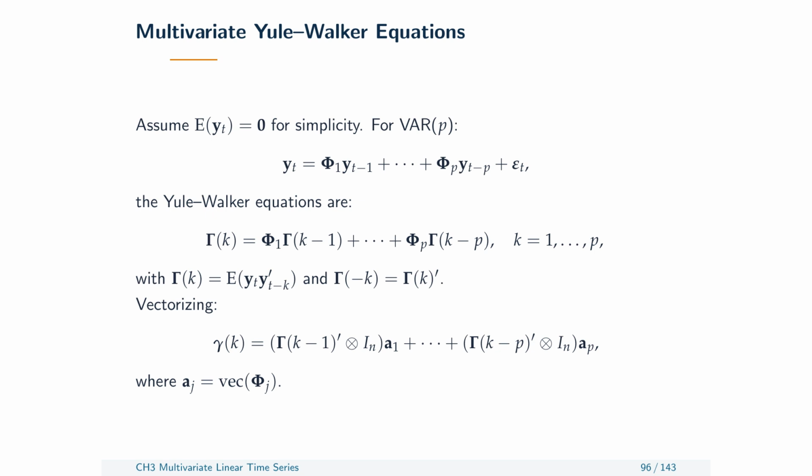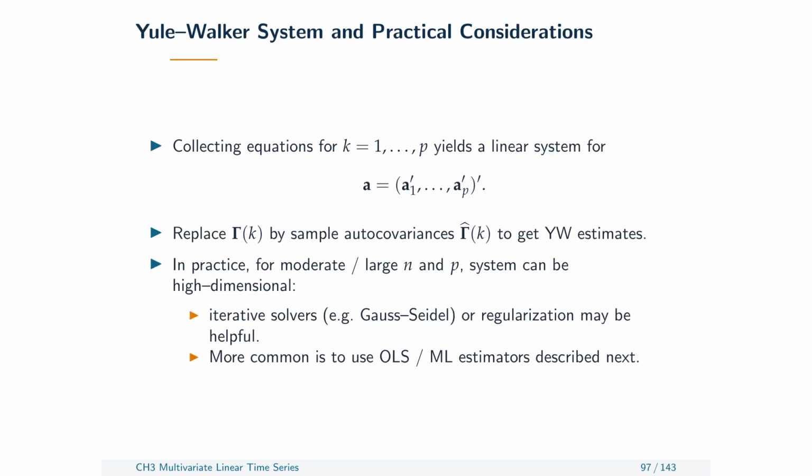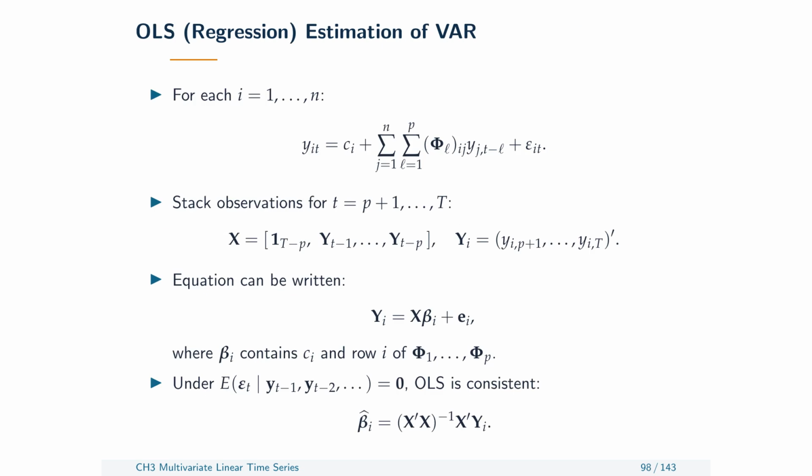Multivariate Yule-Walker equations connect VAR coefficient matrices to autocovariance matrices. Replacing population covariances with sample counterparts produces a linear estimation system. The approach is theoretically transparent, but dimensions grow rapidly with the number of variables and lags, making ordinary regression or regularized methods more convenient in larger systems.